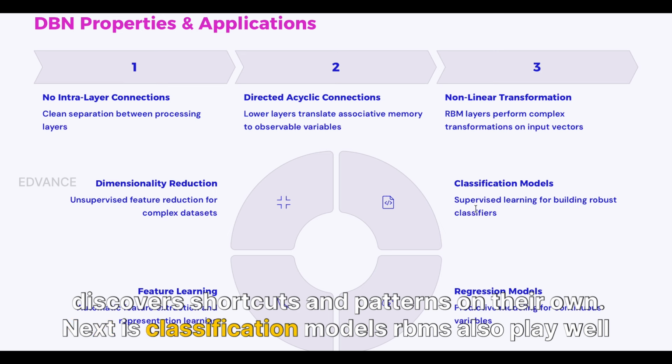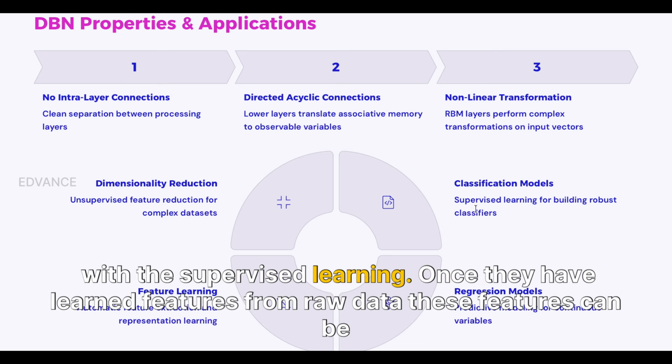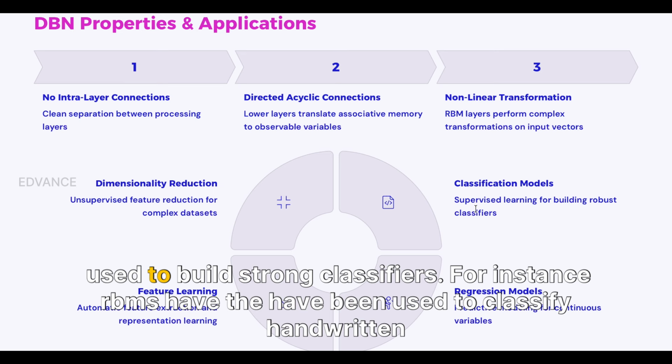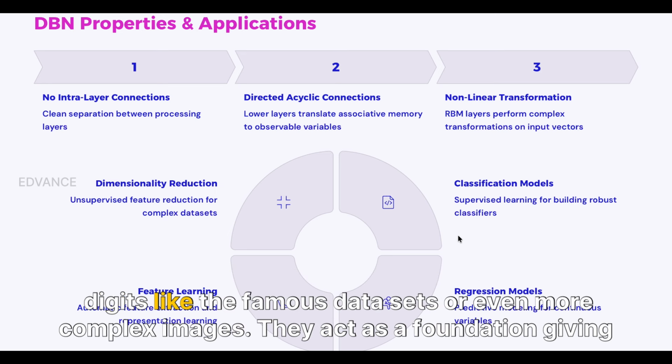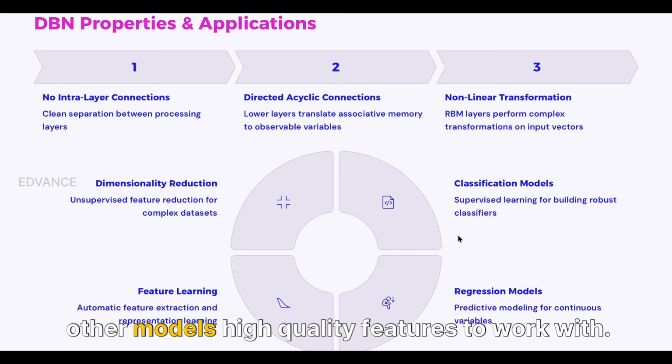Next is classification models. RBMs also play well with supervised learning. Once they have learned features from raw data, these features can be used to build strong classifiers. For instance, RBMs have been used to classify handwritten digits, like the famous data sets, or even more complex images. They act as a foundation, giving other models high quality features to work with.